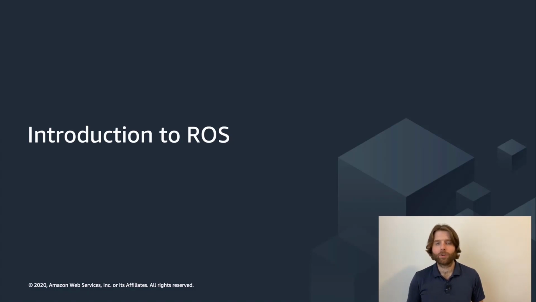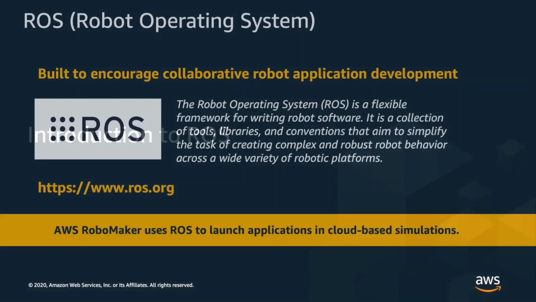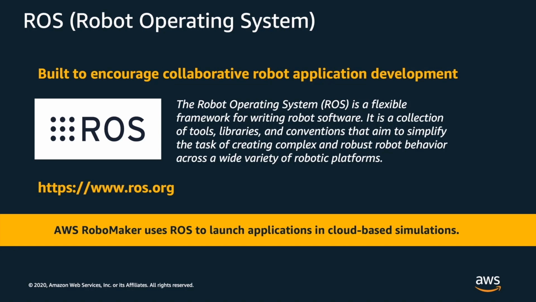Okay, so let's get started with an introduction into the Robot Operating System. ROS is a flexible middleware software framework for building robot applications that was designed to encourage collaborative robot application development. It contains a collection of tools, libraries, and conventions that make it easier for robotics developers to build sophisticated applications. AWS RoboMaker, which I introduce in depth later on in the presentation, uses ROS to launch applications in cloud-based simulations.